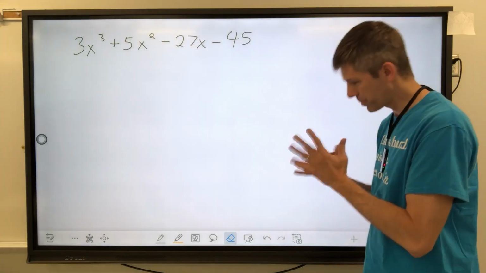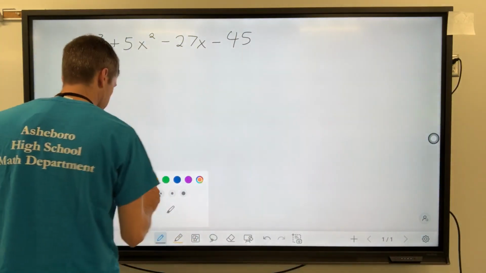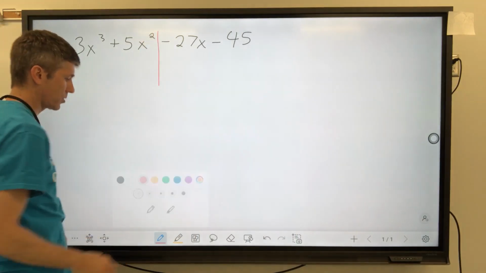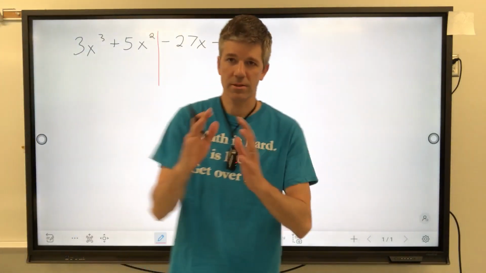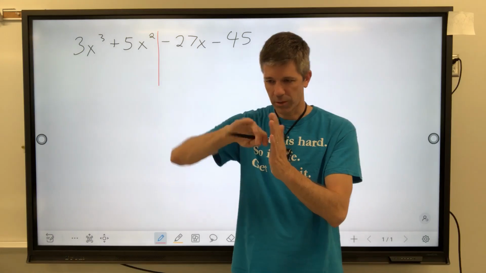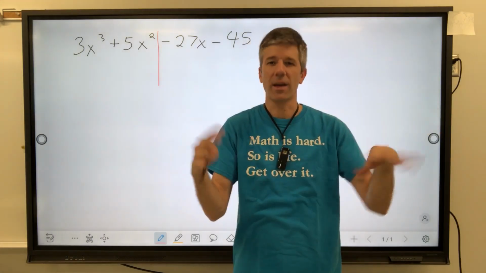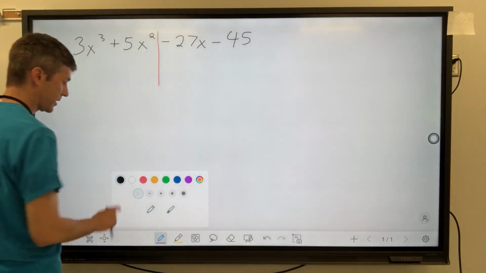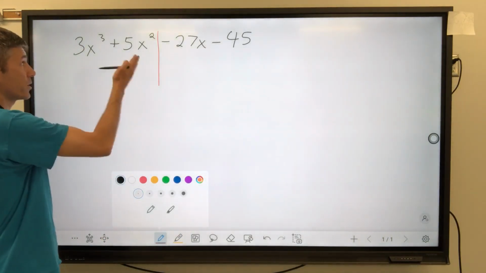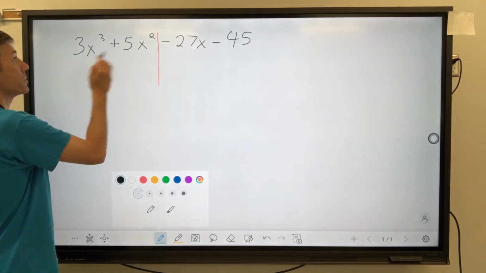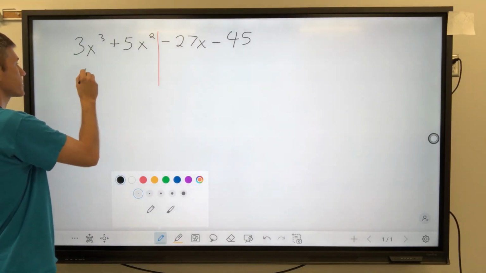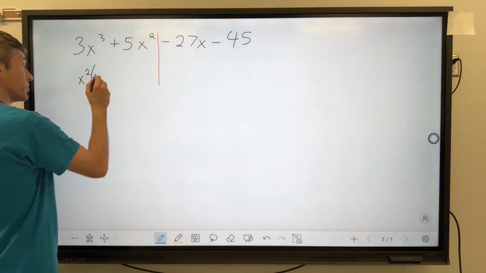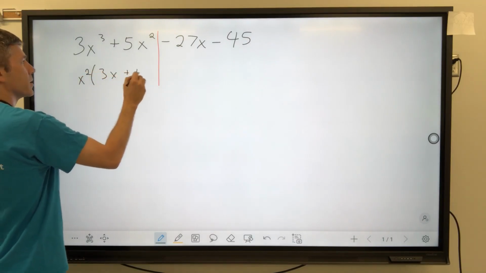So let's split this problem up. I think that's going to be the best thing to do, and we're just going to draw a line there. You don't have to draw that, but it shows me that I'm dealing with the first two terms and then the second two terms, and then we'll put everything together. The very first thing I need to do is find a GCF from the first two terms, which I do have, and it would be x squared. I can divide an x squared out of both of those, and I'll have 3x plus 5.